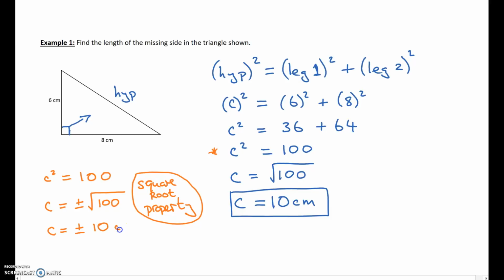But in the context of this question, we're talking about the length of a side, and length can't be negative. So that is why we ignore the minus sign and we just leave it out altogether, because there is no such thing as having a negative length. For these problems, the length will always be positive. But if this was an algebraic question in a different context, then we would have to go from C squared to C equals plus or minus the root. But for now, for this section, don't worry about that.